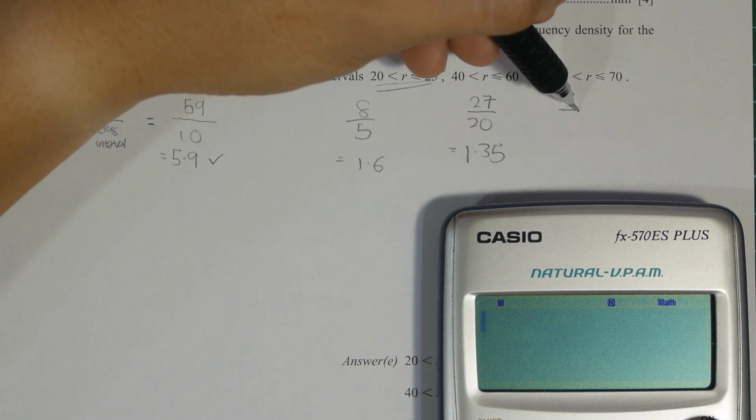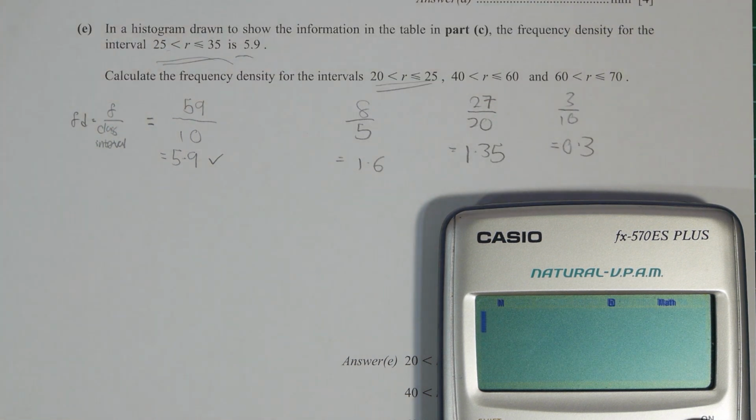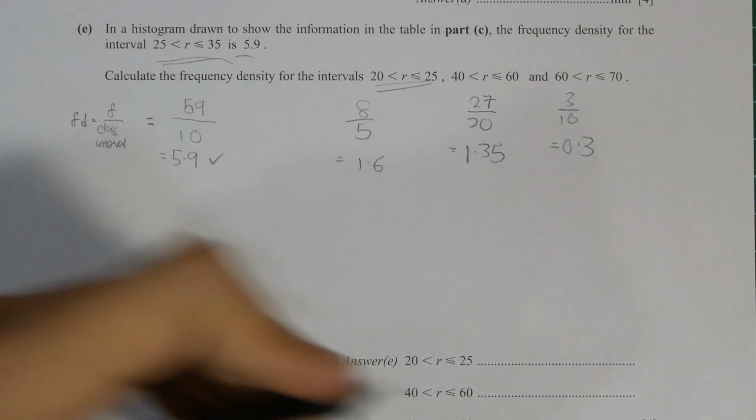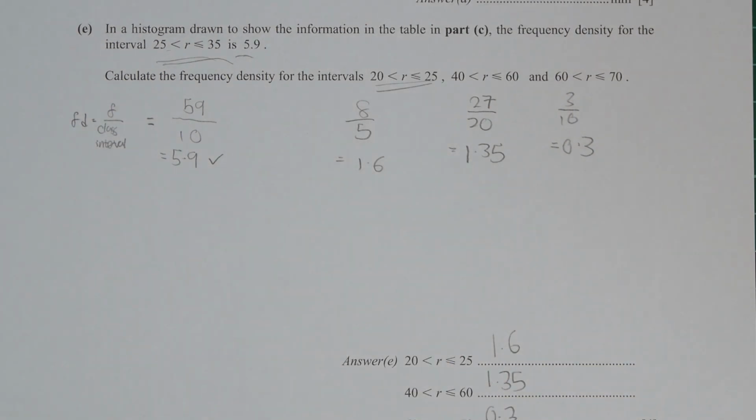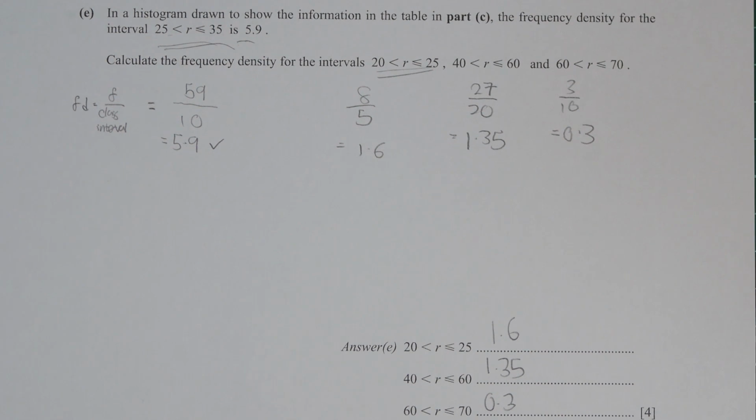So for the group of 20 to 25, its frequency is 8 and its interval is 5. So the result will be 1.6. So for the following ones, the results will be 1.35 and 0.3 respectively.